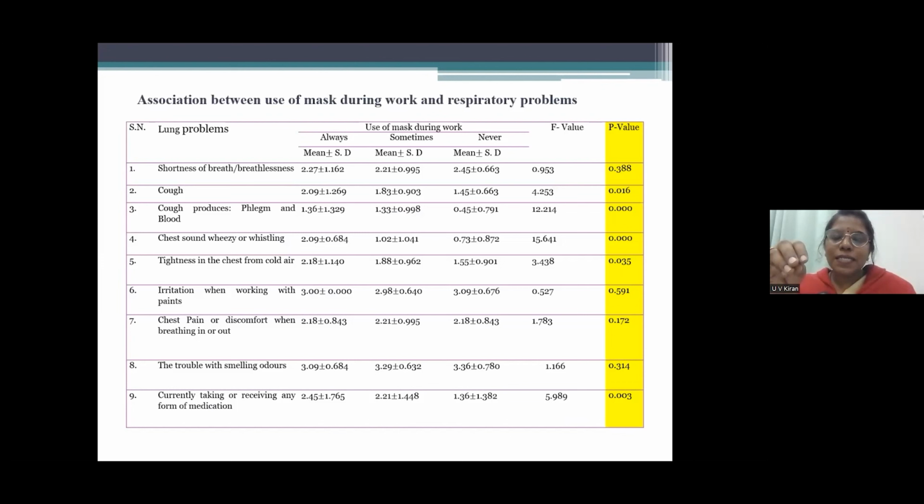Though they're using a mask, it is not the mask they have to use, which can protect them from the finer dust. They are using a normal cloth, cotton cloth maybe. So they are not getting 100% protection from the particle dust which they are inhaling. So you can see the contradictory results here. Though they're using the mask always, still they have the problems, with almost insignificant differences, because the mask is not protecting them from all the particle dust which they are inhaling.